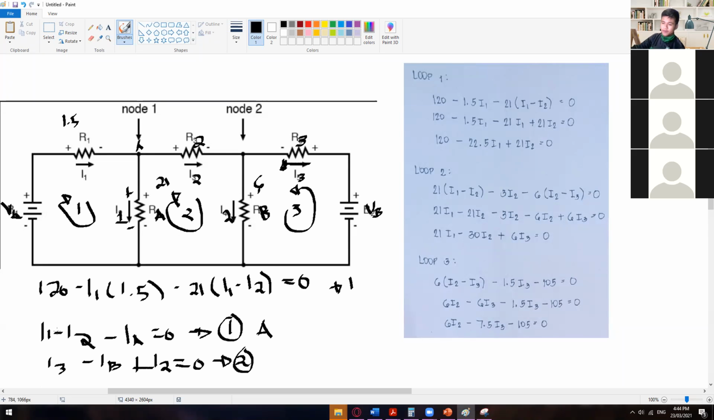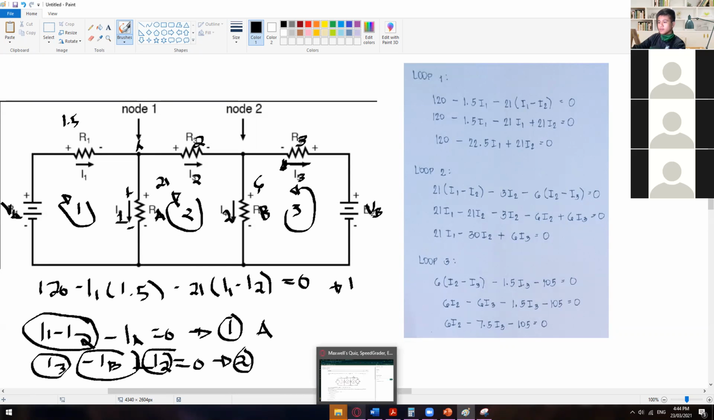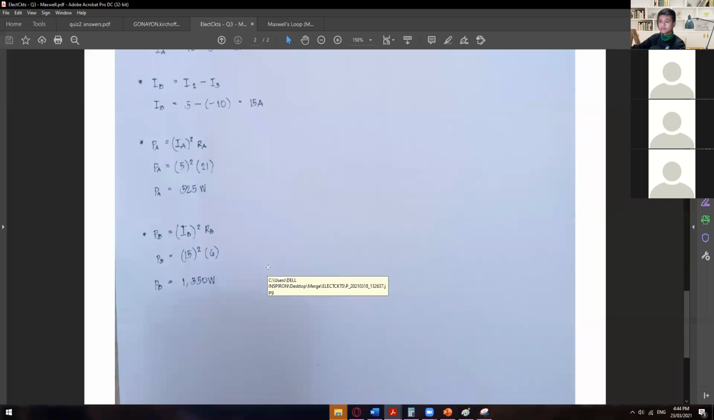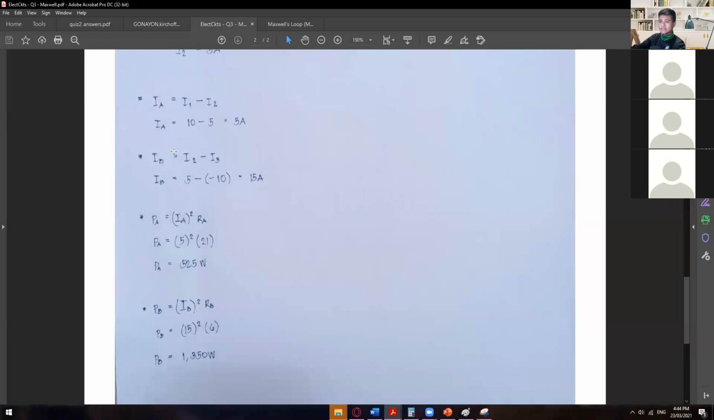Since you already have your I sub 1, I sub 2, I sub 3, substituting the value of I1 and I2 in the first equation, you'll be able to get the I sub A already. The same with this one, you already have the I3 and I2, then you'll be able to solve for the I sub B already. So that's it for the I sub A and I sub B.